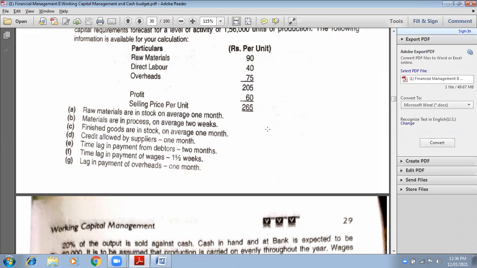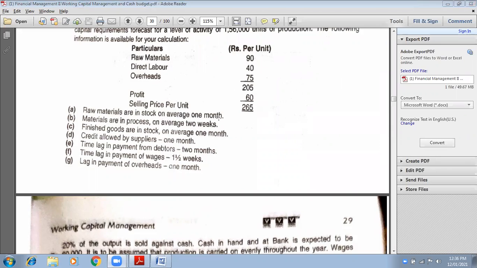Now tell me, how many units? 3,000. What is the number of weeks? 4. Very good, because it is 1 month. So we need to convert 1 month into number of weeks. So it would be 4 weeks. And what is the rate? 205. Very good. So how much would be your answer? 3,000 into 205 into 4.